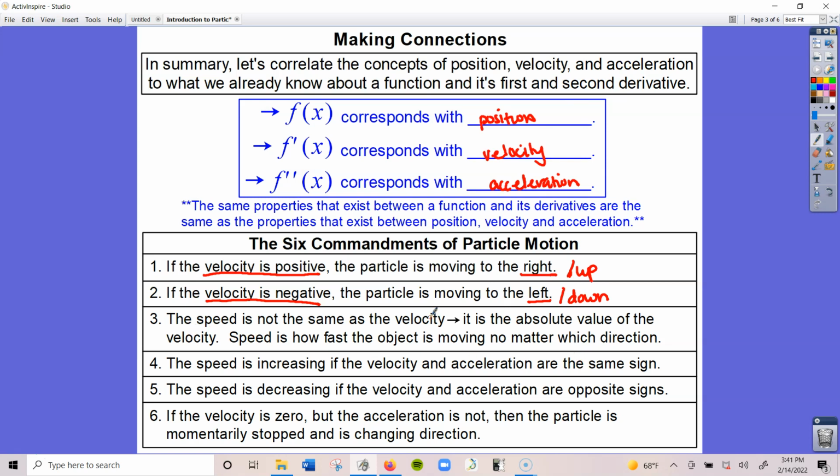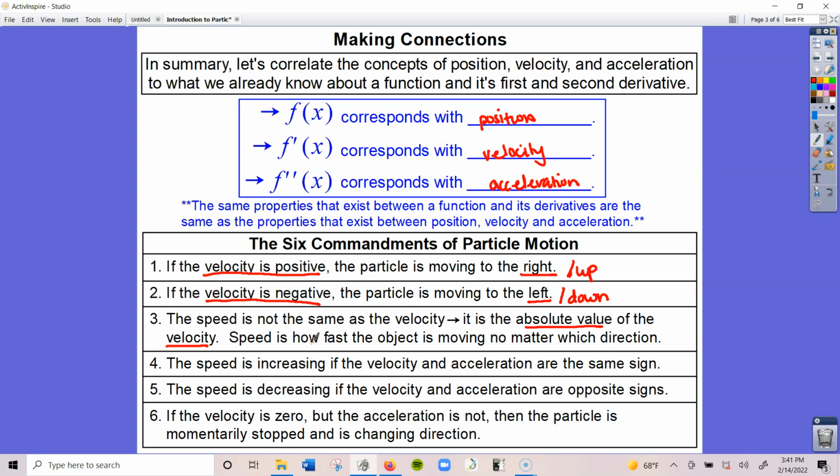Speed is not the same as velocity. Okay, velocity associates the speed, but it gives direction. Speed does not give direction, so therefore it is the absolute value of velocity. Speed is how fast the object is moving, no matter which direction it's going.